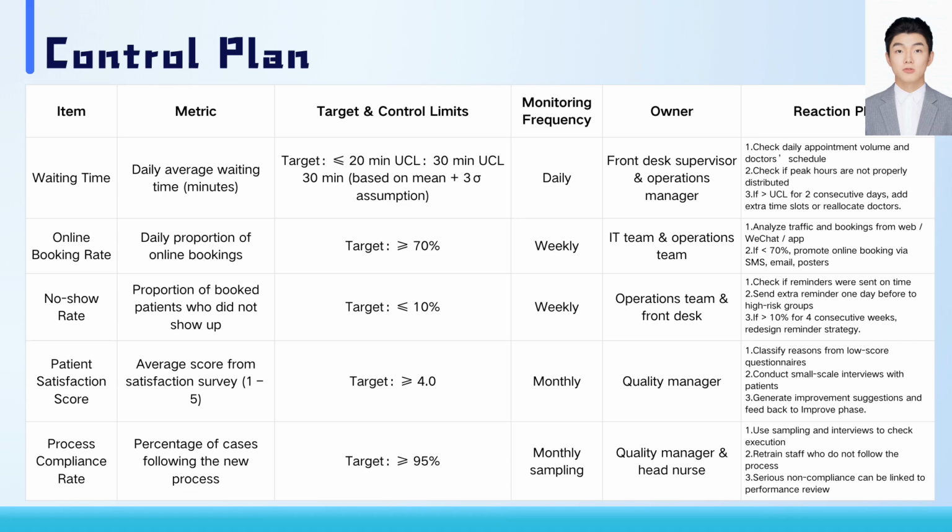Based on these metrics, we designed a control plan. For each metric, we specify the target, the monitoring frequency, and the responsible owner. For example, average waiting time is monitored daily by the front desk supervisor and the operations manager, with a target of 20 minutes and an upper control limit of 30 minutes. When the result exceeds this limit for more than 2 days, the team is required to review the appointment structure and adjust staffing or time slots.